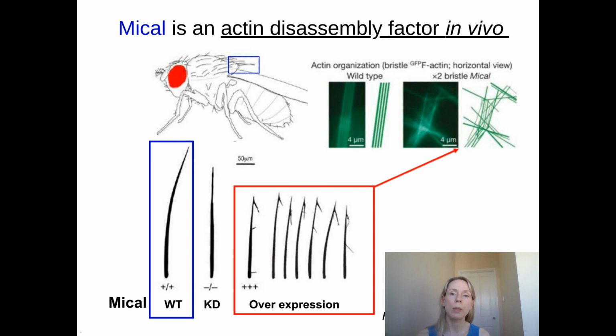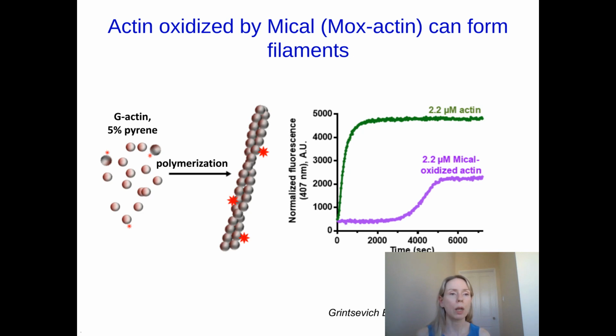But what do we know about the mechanism, how exactly this happens? And the simplest explanation would be that upon action of this enzyme, we have production of some kind of polymerization-impaired or functionally impaired actin, and it causes this kind of disordering. So what we did, we went ahead and checked if this oxidized actin is even capable of polymerization. And we were very surprised to find that it is capable of polymerization.